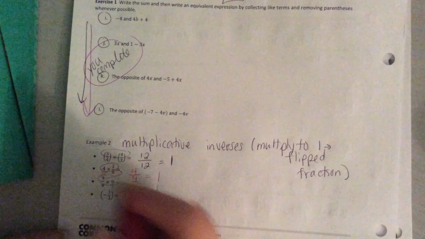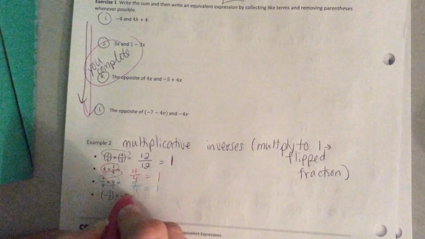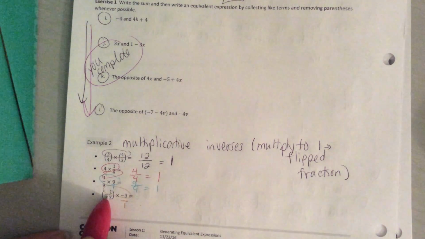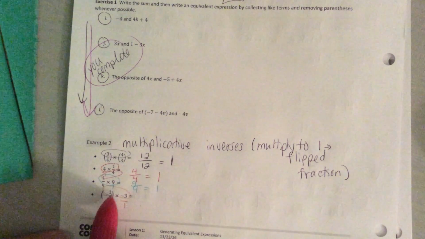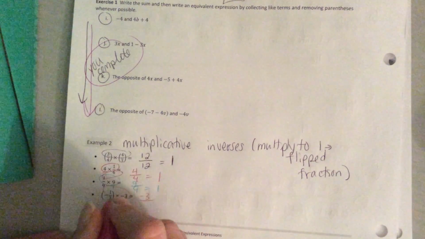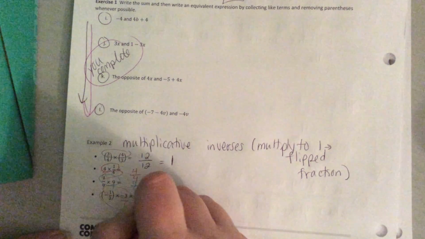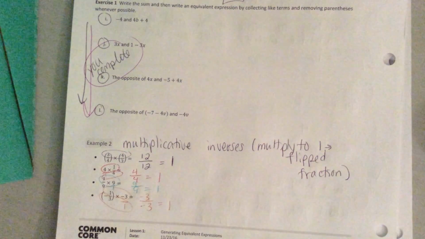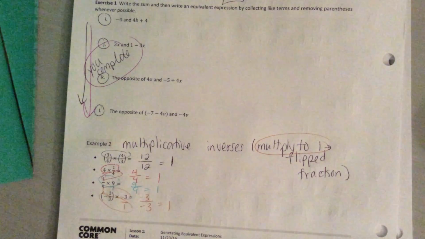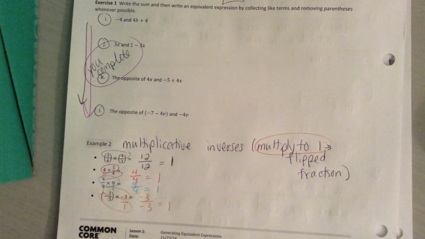And last but not least, same thing here. Whichever way, you could give the negative to the 1 or the 3, it doesn't matter. 1 times negative 3 is negative 3. Negative 3 times 1 is negative 3. So all of these are 1. Multiplicative inverses multiply to 1. Okay.